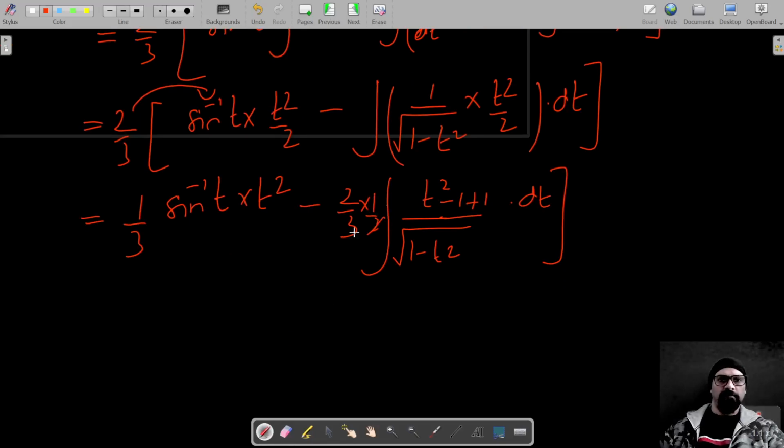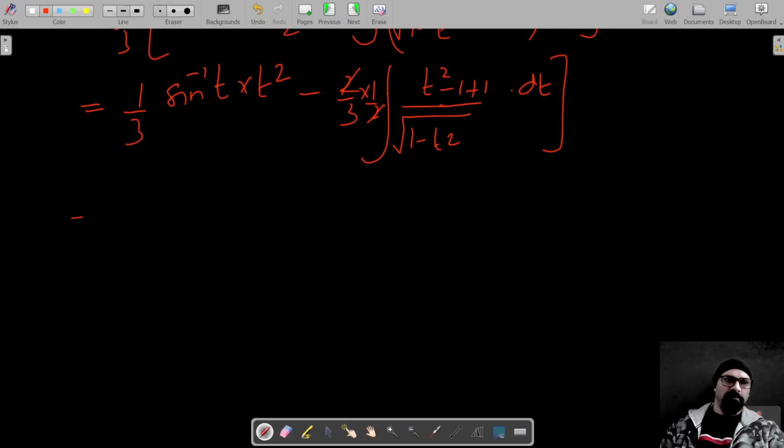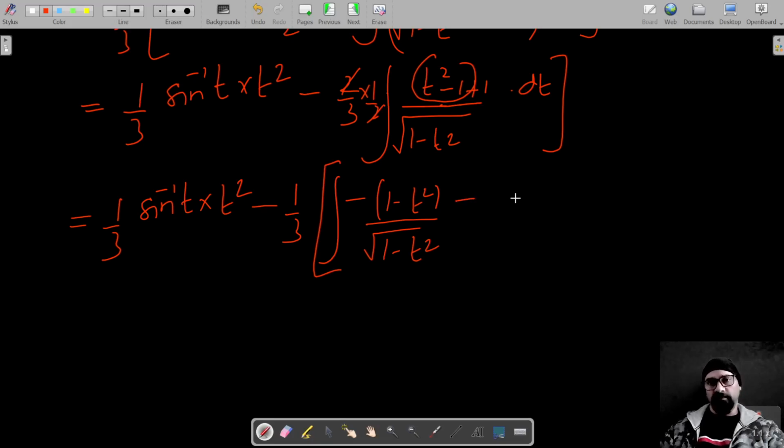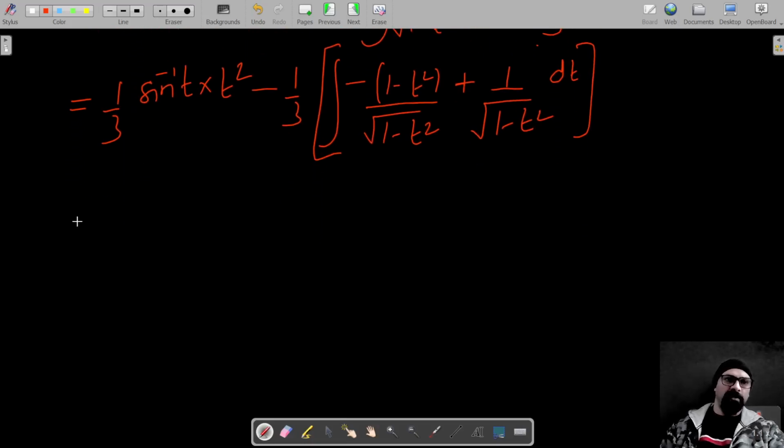This is 1 by 3, which gives you 1 by 3. So this is now 1 by 3 sine inverse t into t square minus 1 by 3, and integration of this is t square minus 1. If I take negative out, this is 1 minus t square upon under root 1 minus t square, plus 1 upon under root of 1 minus t square dt. Okay, let's open up the bracket now.